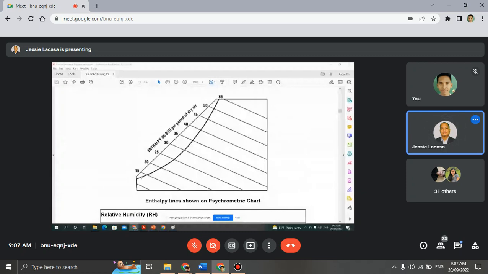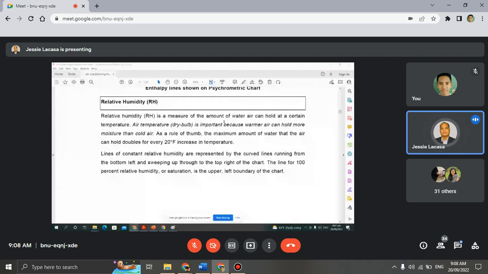Okay? Then the RH or the relative humidity. So relative humidity is a measure of the amount of water air can hold at a certain temperature. So air temperature is important because warmer air can hold more moisture than cool air. So as a rule of thumb, the maximum amount of water that the air can hold doubles for every 20 degree Fahrenheit increase in temperature. So pwede natin siya ma-prove by using the psychrometric chart, no? Makita na to sa psychrometric chart, kaning statement na tinuod gyud siya, no.